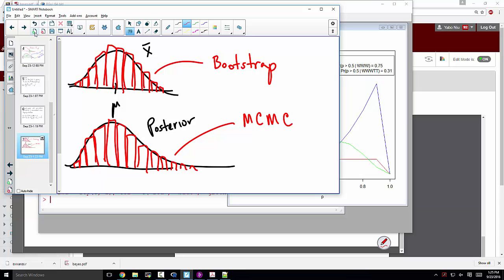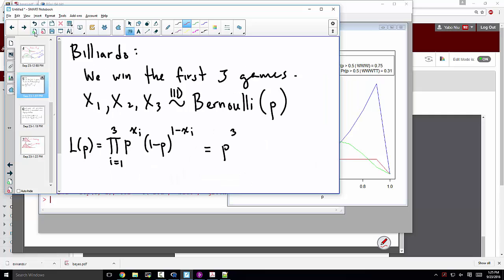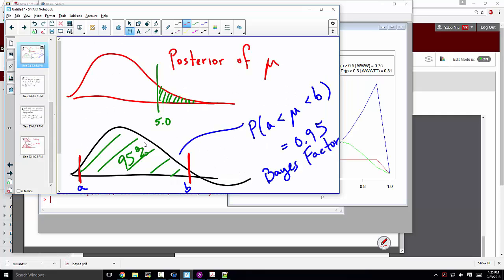If I have a big pile of draws from the posterior and I wanted to compute this probability that mu is between A and B, if I don't know the formula for this, I can't compute the integral directly. But if I do have a huge pile of draws from the posterior, I can just compute a proportion. What proportion of the posterior draws were between A and B?